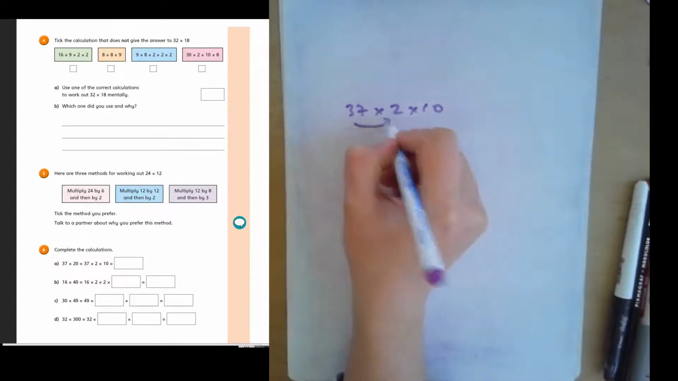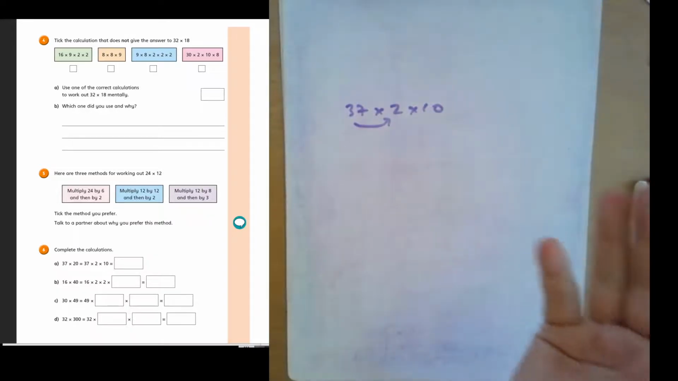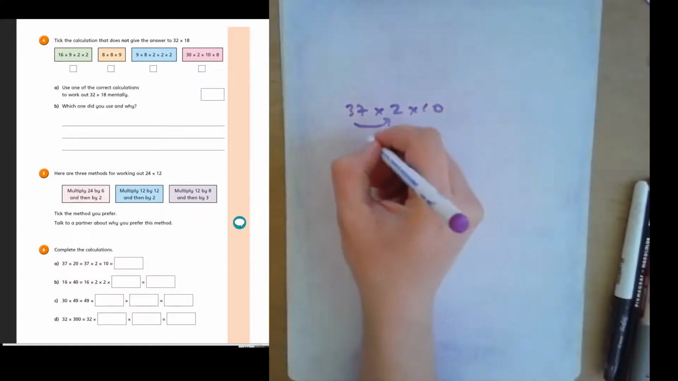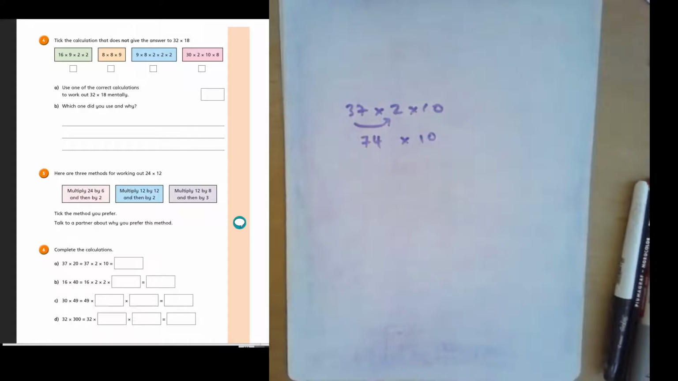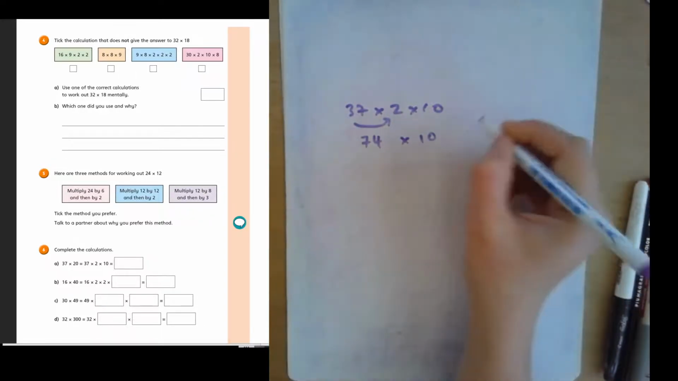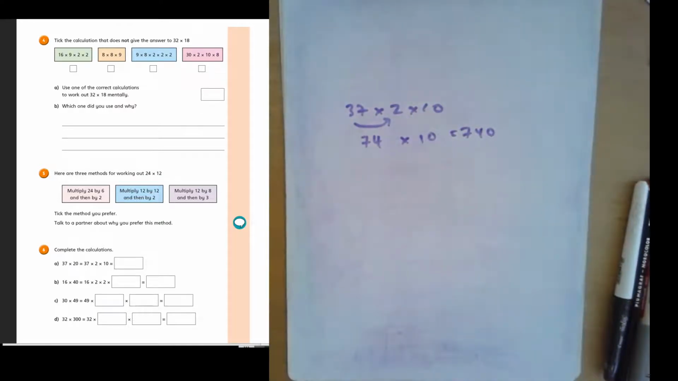So 37 times 2 would be 74. Okay, and that is 74 times 10, which is 740.